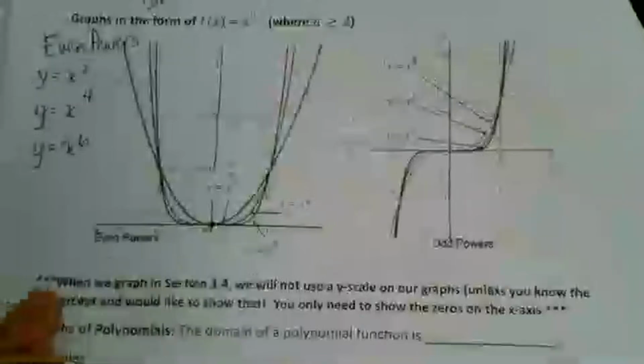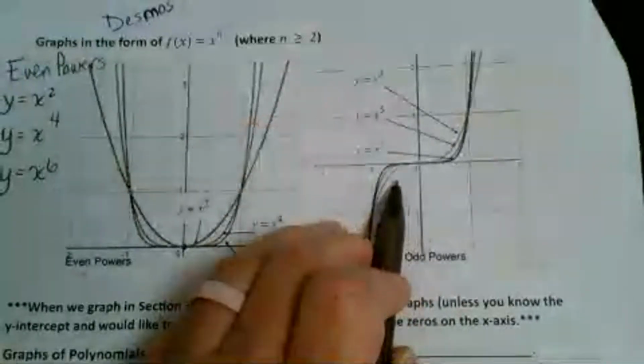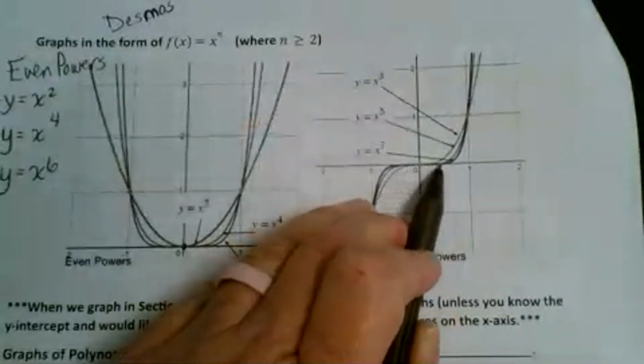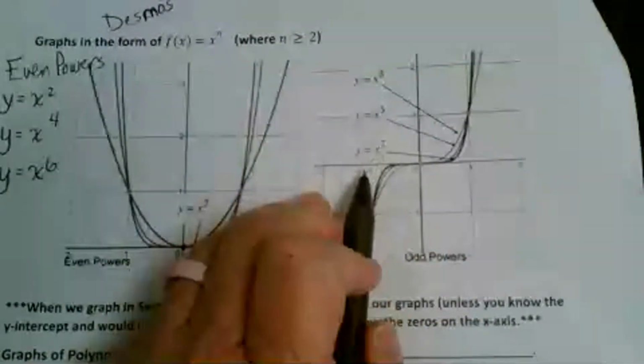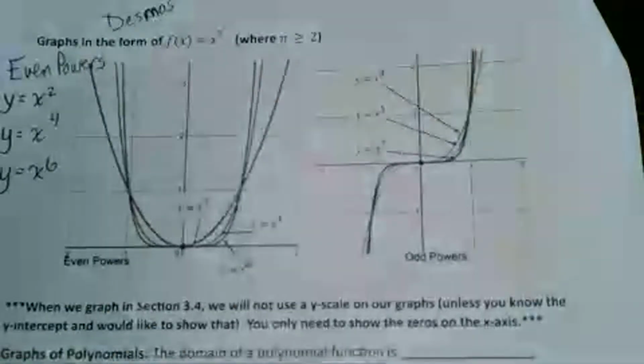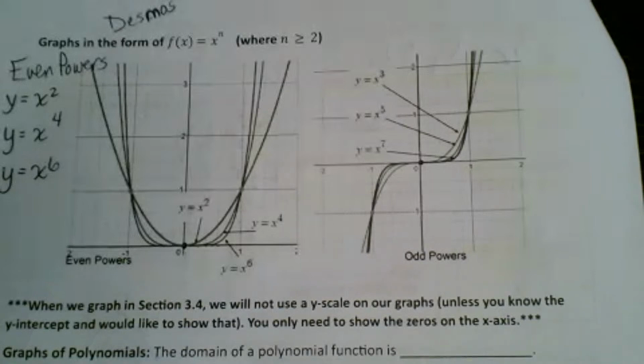But check the second picture. What's this the picture of? I did x cubed, which you're familiar with. It sort of flattens out at x cubed, doesn't it? Or x to the 5th, x to the 7th, it flattens out more. But once again, it is only hitting the x-axis at that one single point.